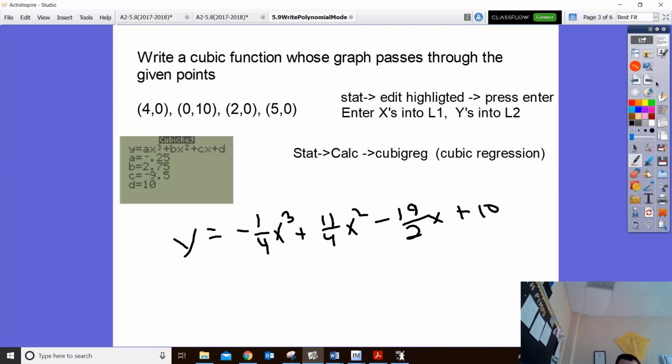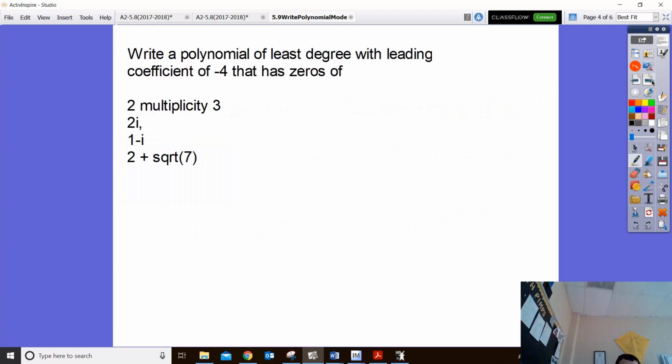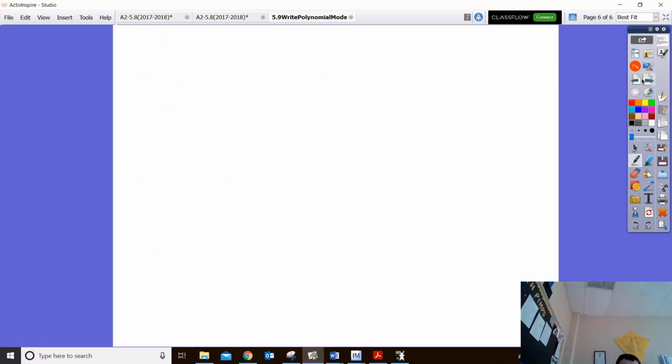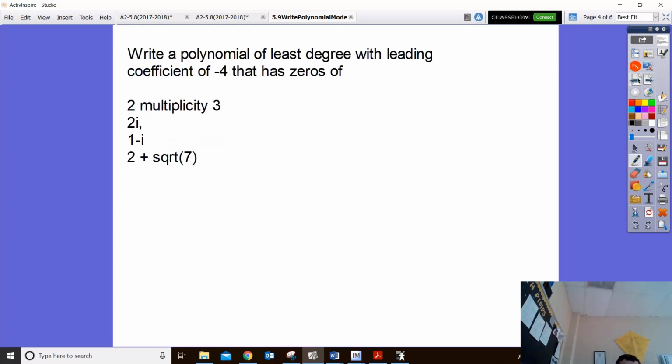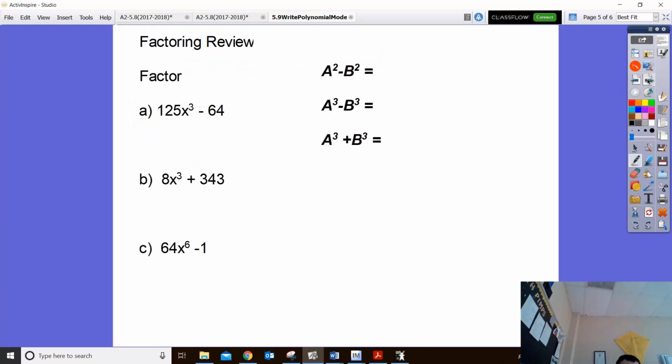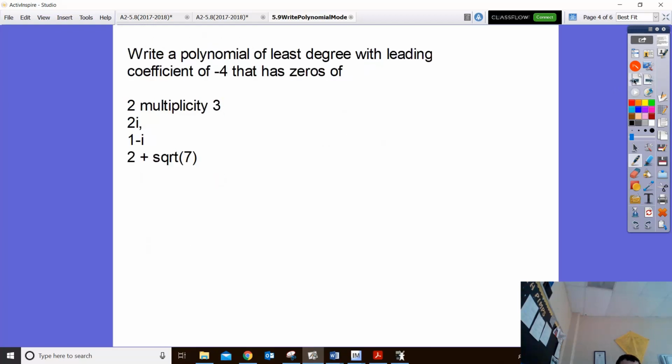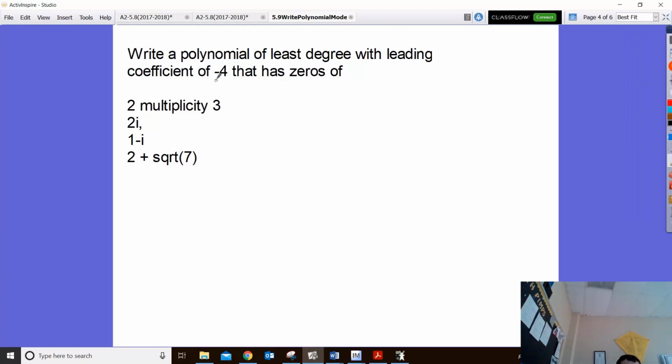And let's see, we got 6 minutes class time left, so let's see what needs to be done, because everything else here is actually review. So would you rather talk about factoring or this one? You want to talk about this one? Write a polynomial of least degree with leading coefficient of -4 that has the following zeros. All right. Actually, this one doesn't need to be talked about.